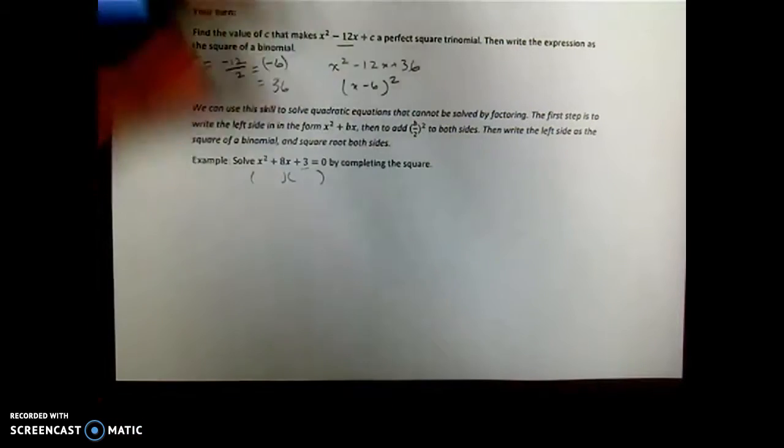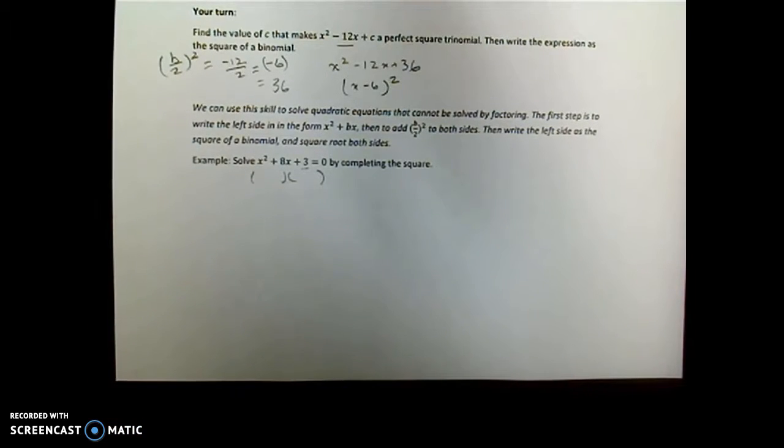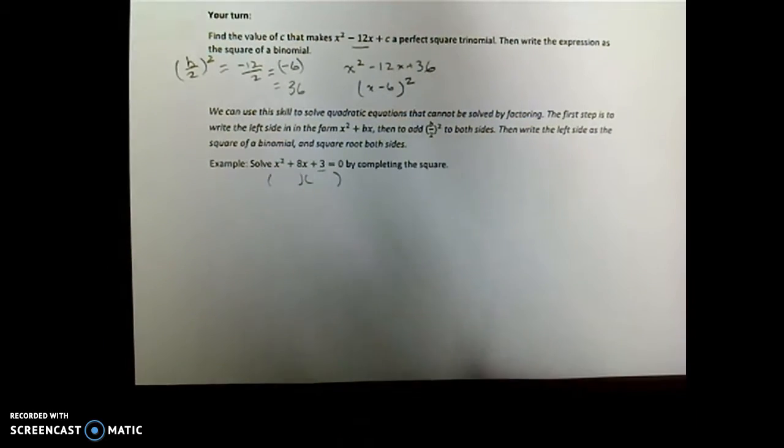So we know that this equation has solutions. The question is, how are we going to get to them? This is where completing the square comes in.